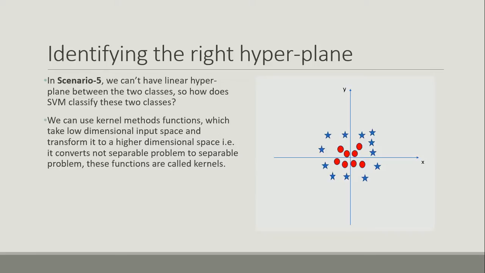So in this scenario, you can see that the stars are circling the dots over here. So how do we separate these two classes using a straight line? We can't. So that's why kernel methods functions come in handy. So these kernel methods transform the low dimensional input space into a higher dimensional input space. That is, say if you have a 2D figure like it is here, based on x and y axis, it transfers it into a 3-dimensional figure, that is a higher dimensional space.